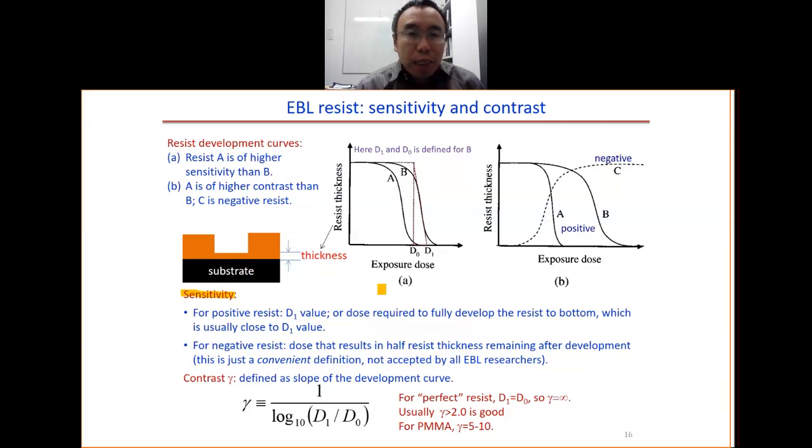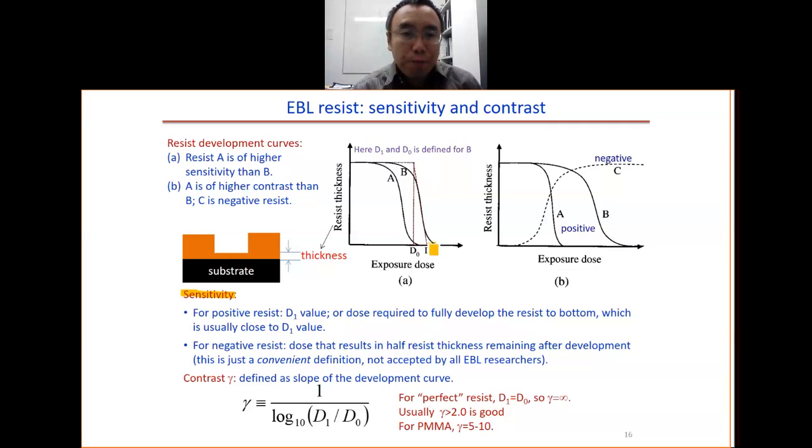For the case of the positive resist, the sensitivity is defined as the D1 value. It is the dose for full development. You can see it here or you can see it here, it doesn't matter. People also call this the clearance dose, but it's the same thing. Sensitivity or clearance dose is the same thing. It can be even here or here.